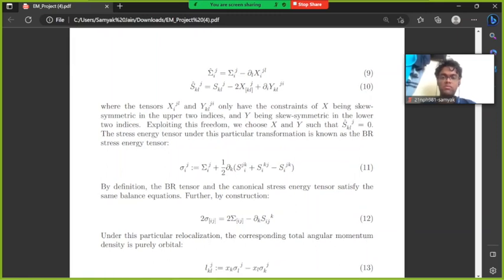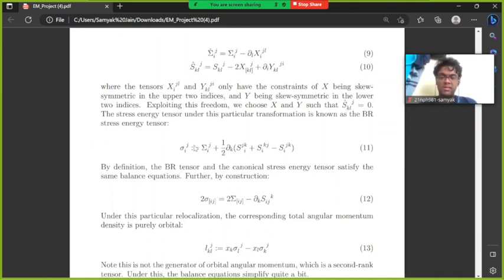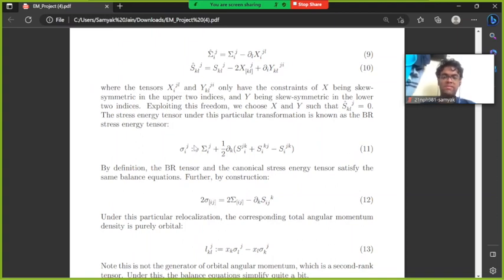So now the particular gauge that we choose is so that the new spin tensor outlined in equation 10 is 0. Under this transformation, we will have a unique choice of X and Y. And for that unique choice of X and Y, we'll also get a unique stress energy tensor outlined in equation 9. And this particular stress energy tensor is called the BR tensor, that is outlined in equation 11.